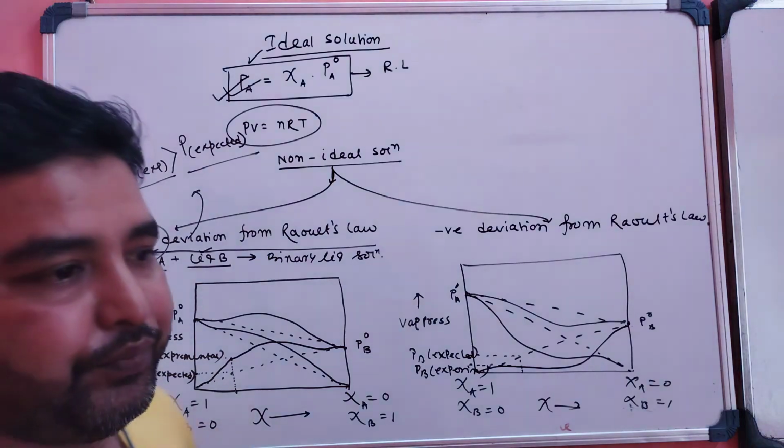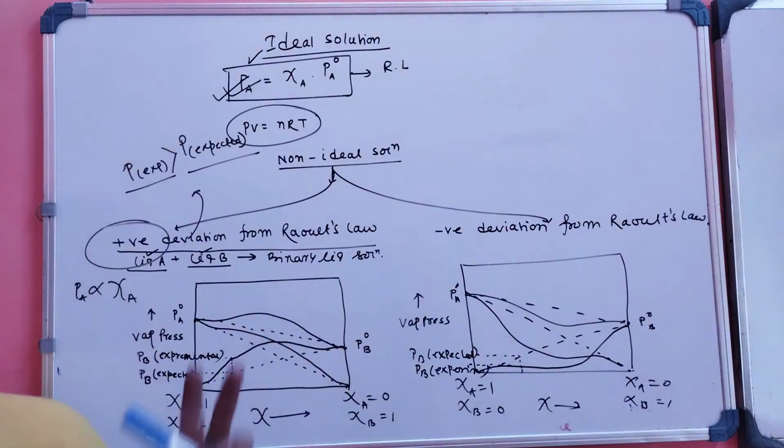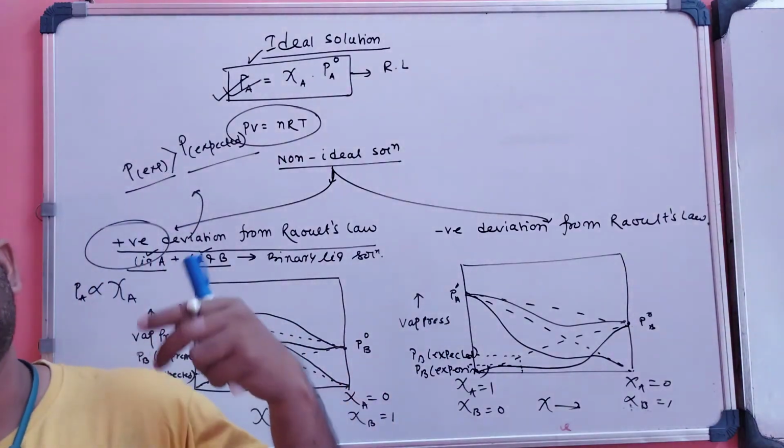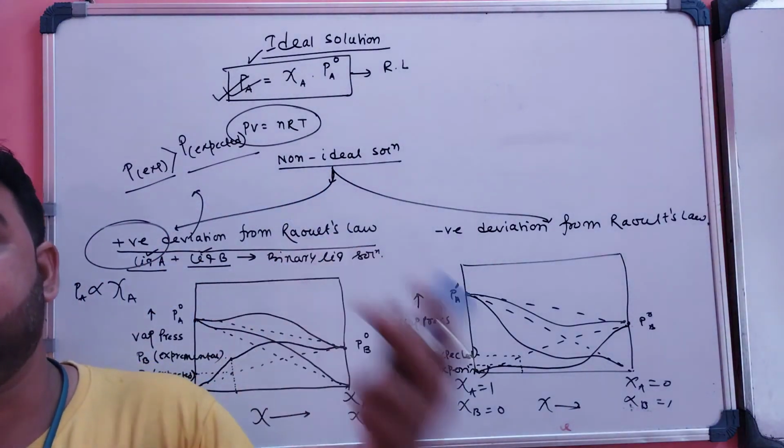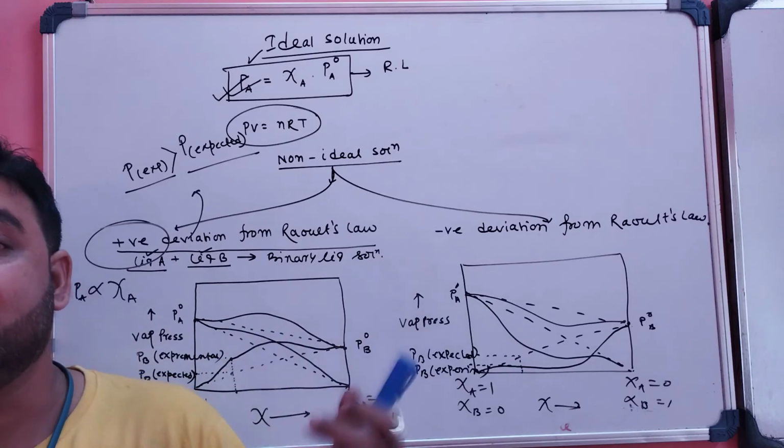But there is some reason. When two liquids, liquid A and liquid B, are mixed, it may behave ideally, or it may not. But why? What is the reason behind it?